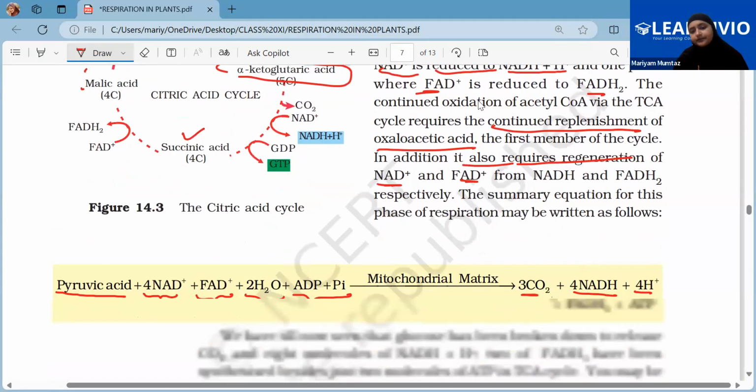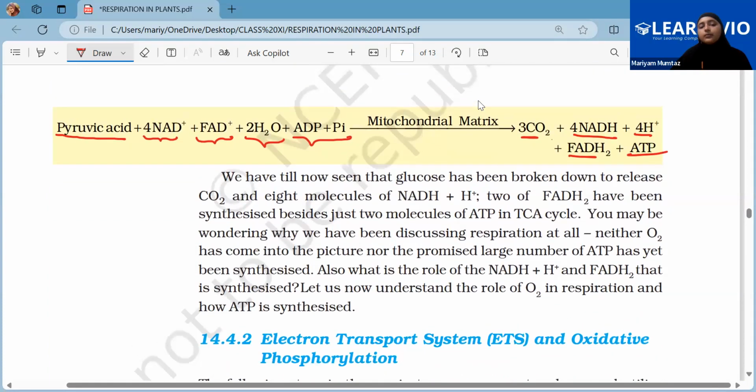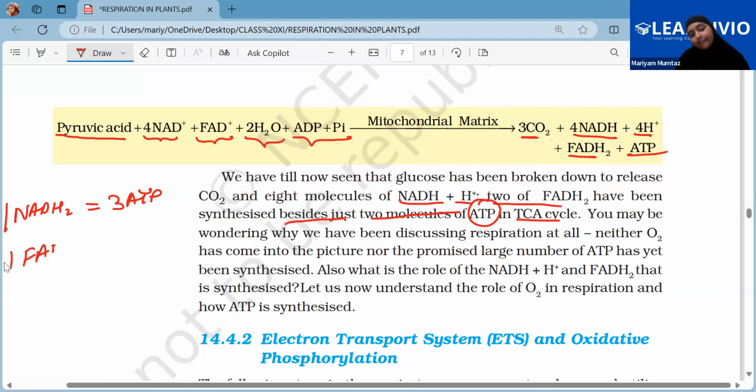Yes. Okay. Now, we have till now seen that glucose has been broken down to release CO2 and 8 molecules of NADH plus H plus, and 2 molecules of FADH2 have been synthesized besides just 2 molecules of ATP in the TCA cycle. Always remember that 1 molecule of NADH2 can give rise to 3 molecules of ATP, and 1 molecule of FADH2 can give rise to 2 molecules of ATP. This is how it happens.